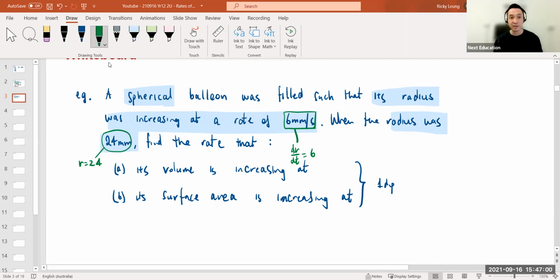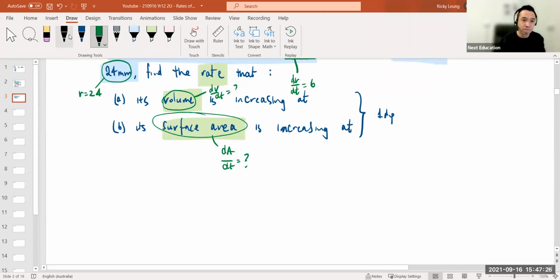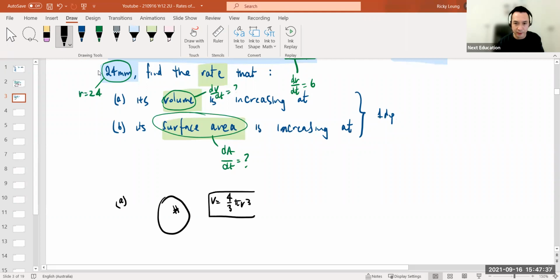So what I'm finding is the rate that the volume is increasing at, and the rate that the surface area is increasing at. For part A, it wants dV/dt. For part B, what it wants is dA/dt. That's what's missing. Volume and surface area are very, very common questions. So I'll draw myself a sphere, and I'll start with the volume being 4/3 pi r cubed. Please keep in mind that pi is a constant.